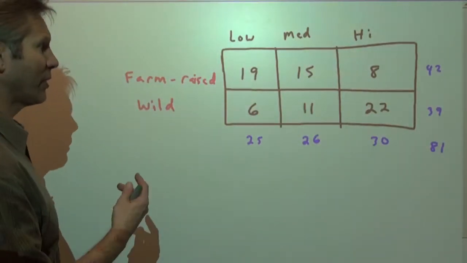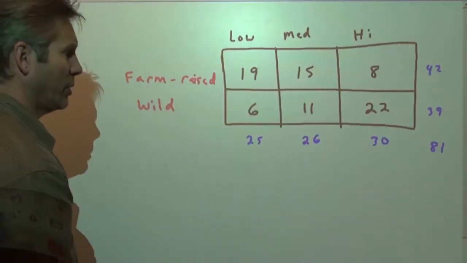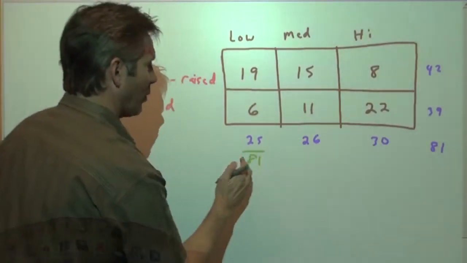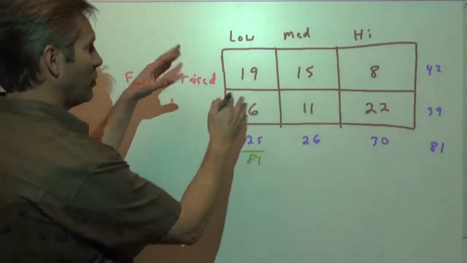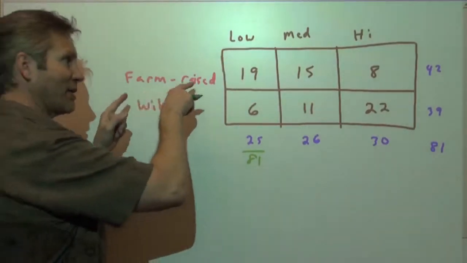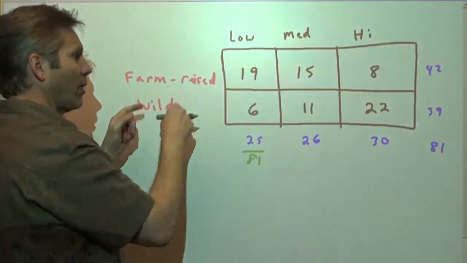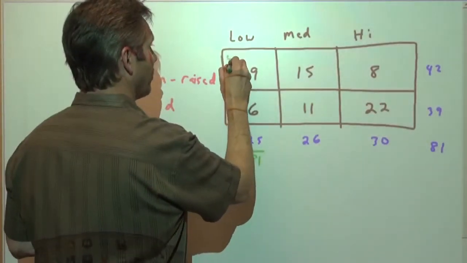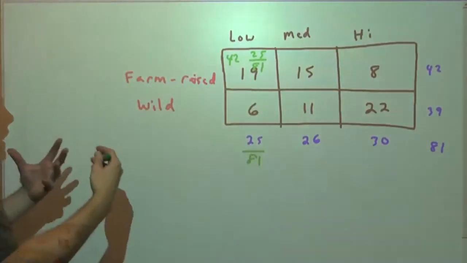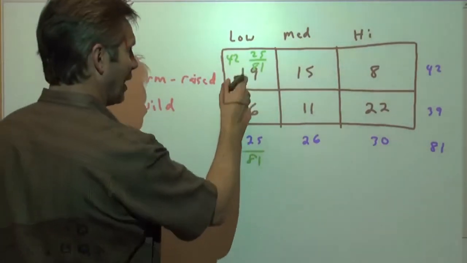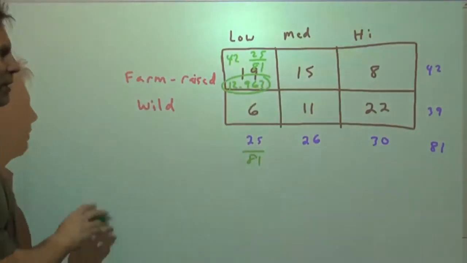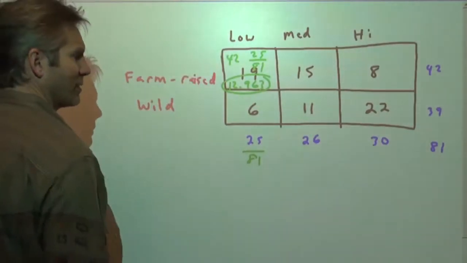We're going to say, okay, look, if the null is true and there's really no difference between these two distributions, then overall we had 25 out of 81 people rating the salmon low. So if these two are the same and there's no association between this variable and that one, then we would expect, out of the 42 people that were asked about farm-raised salmon, that 25 81sts of them would say they would rank them low. And that would turn out to be 12.963. So that would be the expected count if there's no association between the type of salmon and this.